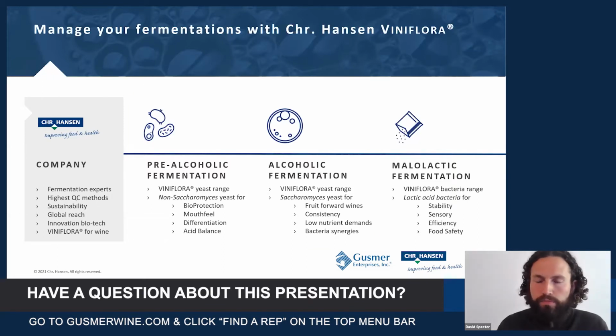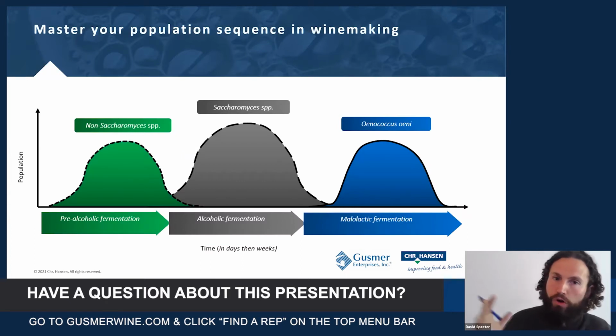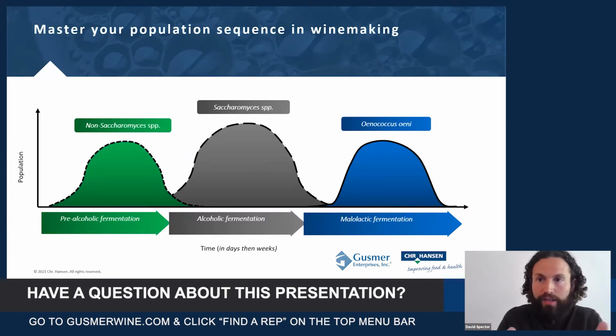Today we are just focused on that first half. This slide shows the traditional sequential inoculation practice in winemaking. We're going to focus on our pre-alcoholic fermentation with our non-Saccharomyces yeast and the alcoholic fermentation with our Saccharomyces cerevisiae options. Our next webinar will be on Oenococcus oeni and mastering your malolactic fermentation.